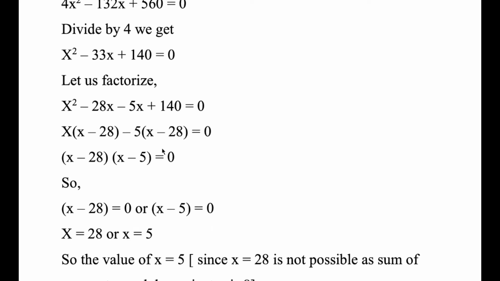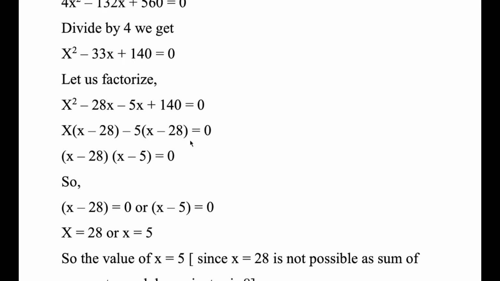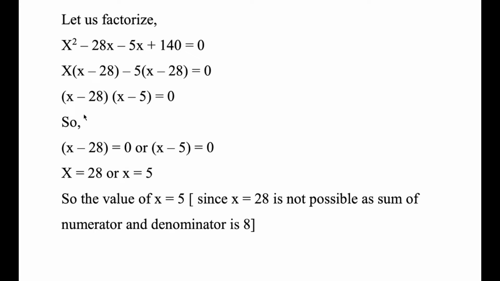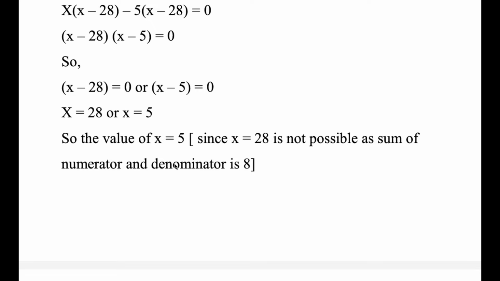You can take the screenshot. I am trying to tell you in an easier way so that you can easily capture it. You can take the screenshot of this particular page. So ultimately it will be x minus 28 into x minus 5 is equal to 0. So the values of x will be 5 or 28.